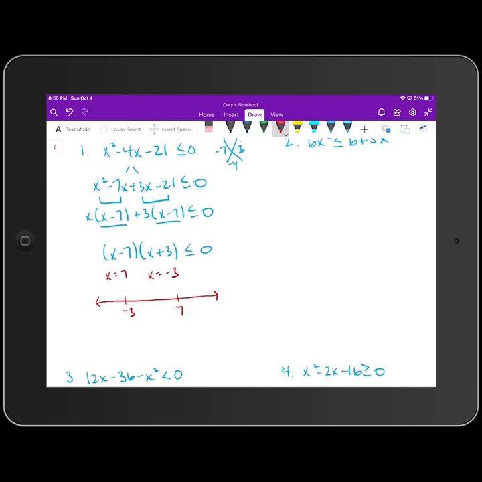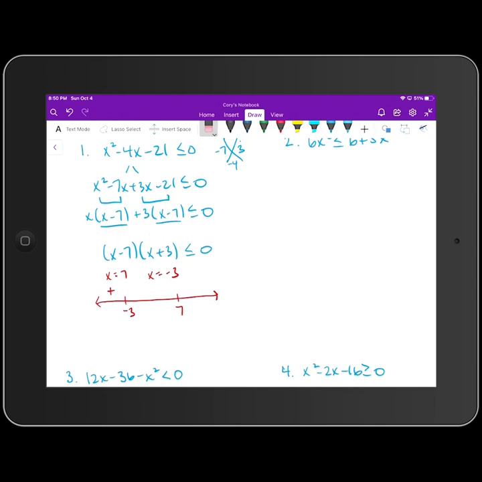Okay, so if I pick a number smaller than -3, let's say I pick -4, when I plug -4 in the place of x, that first factor, -4 minus 7, is going to be negative. The second factor, -4 plus 3, is going to be negative, and a negative times a negative gives us a positive product. Okay, I'm going to pick a value on the middle interval to test.